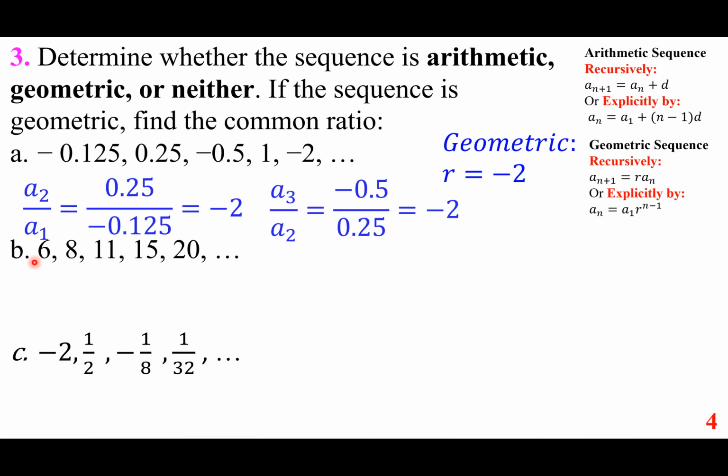Let's look at part B. We are going to do the same thing here, a sub 2 over a sub 1, that means 8 over 6. And then a sub 3 over a sub 2, that means 11 over 8, so on and so forth. We notice that the ratio of 8 over 6, on this side, it's 8 over 6.